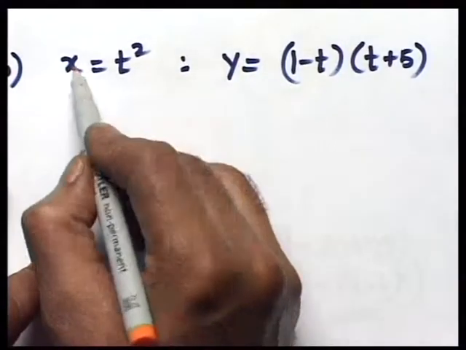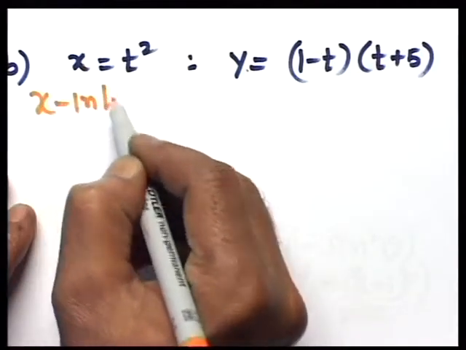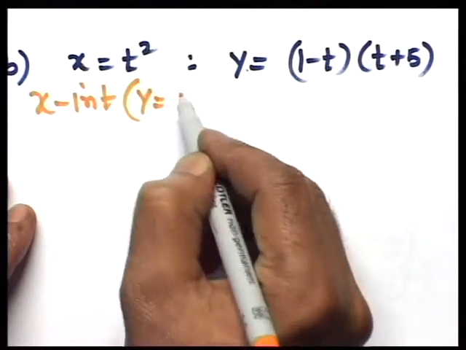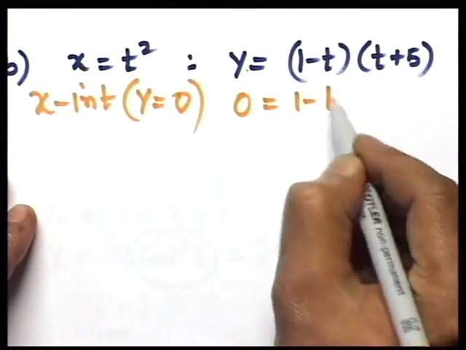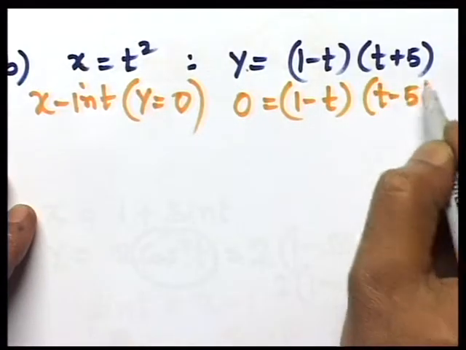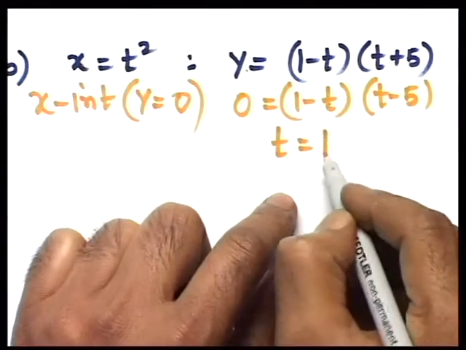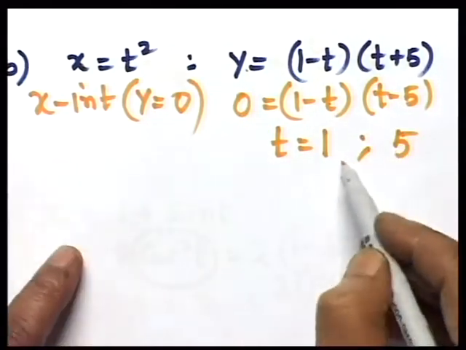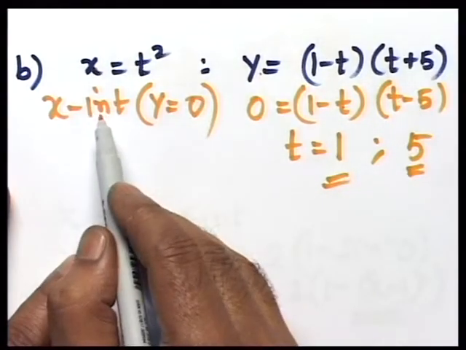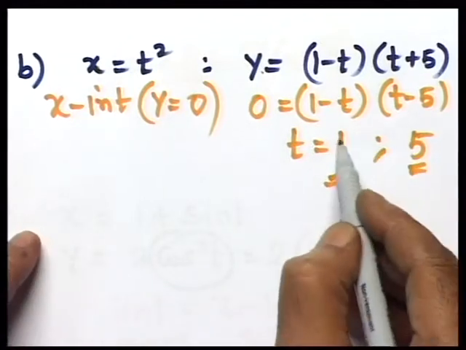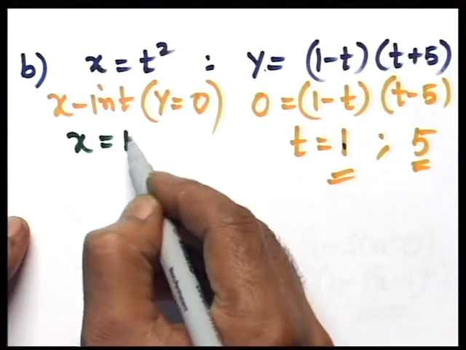There we go. We have x equals t square. I'm finding the x-intercept first, so I'm putting y equals 0 to see what happens. 0 is here, (1 minus t) and (t minus 5). So there are two values for t, please. t equals 1 and t equals 5. So there are actually two places where it cuts the x-axis. To find out, we put 1 first. So if t is 1, then x equals 1 square, which is 1.